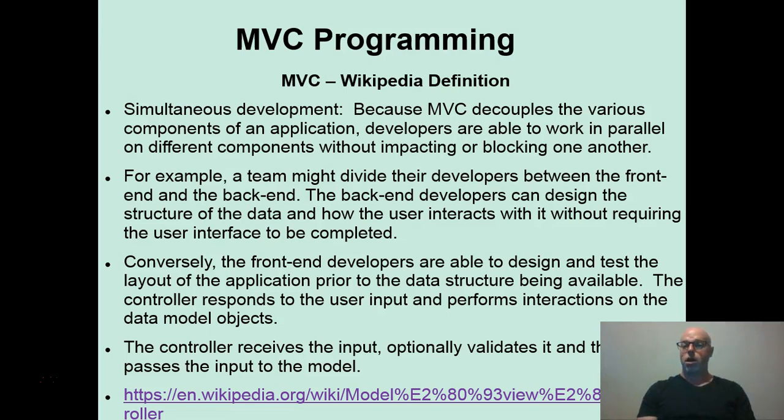Teams can divide their developers between front end, which is the graphical user interface or the view, and the back end, which is the model, or the data structures. And they don't actually have to know what the view looks like, and the view people don't have to know what the model looks like. They just have to know which information they're going to get later. So that's really cool, actually. So if you want, you can learn more by clicking on this link right here as well.